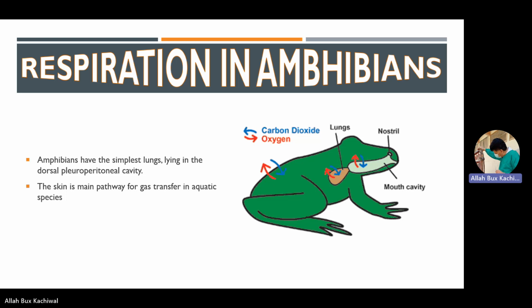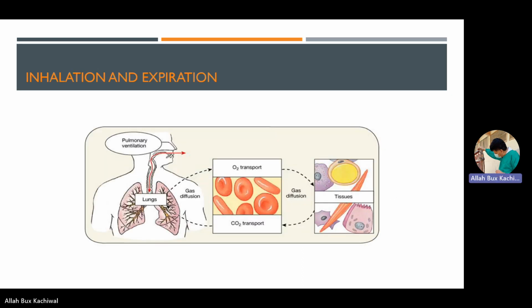When the frog lives on the land, it takes the oxygen and carbon dioxide exchange through the lungs. When it goes into the mud or into the water, then the exchange of oxygen and carbon dioxide takes place through the skin. So at that time, the skin works like the organ of respiration.